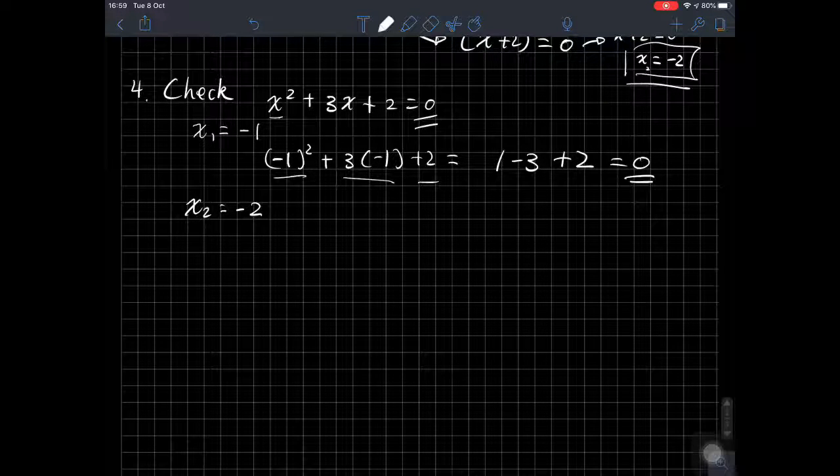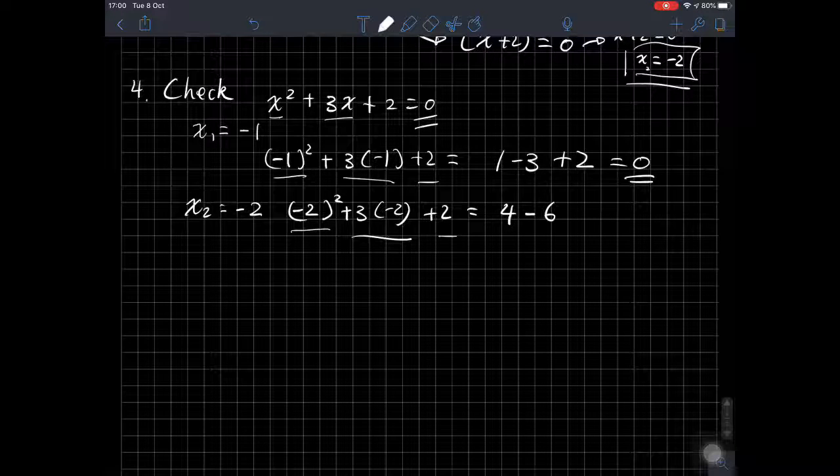And again, let's say x2 equals minus 2. So x squared, that is minus 2 squared, plus 3 times minus 2, plus 2 equals minus 2 times minus 2 is 4, 3 times minus 2 is minus 6, plus 2, and that is 0, which again satisfies our quadratic equation. And now we can say that we've done this correctly.